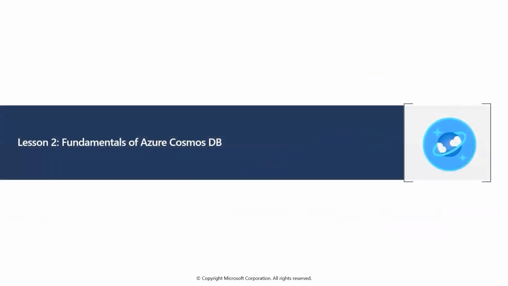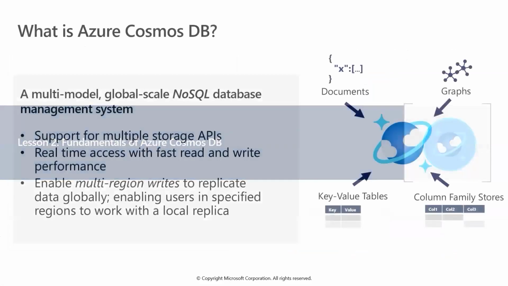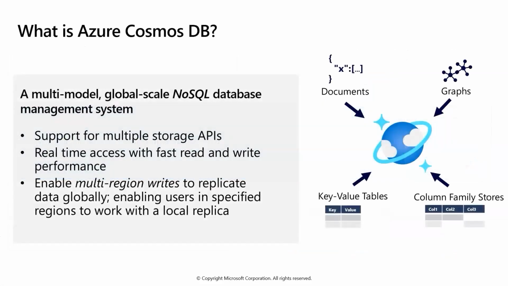Okay. So in the second lesson, we're going to touch base on Azure Cosmos DB. When I talk about Cosmos DB, this is a multi-model database. What do I mean by multi-model database? In every service that we spoke about, your data is saved in one format in that service.